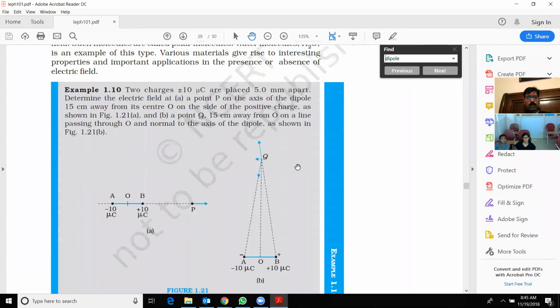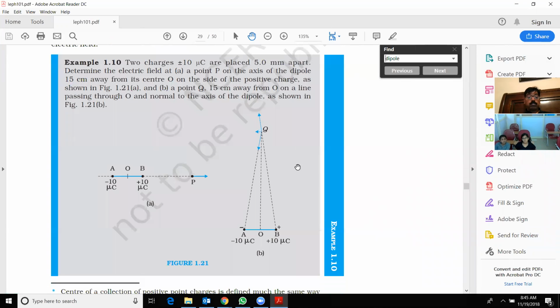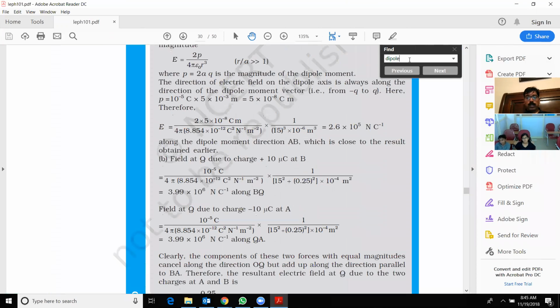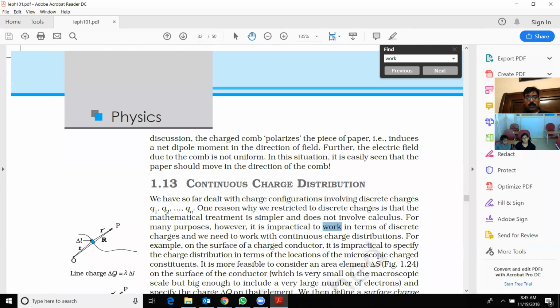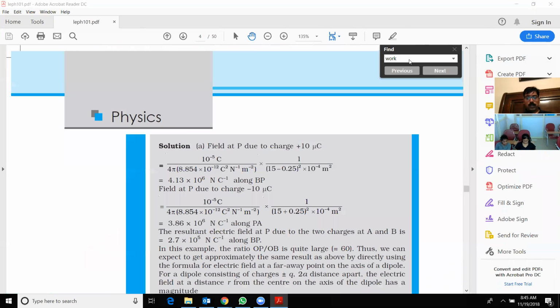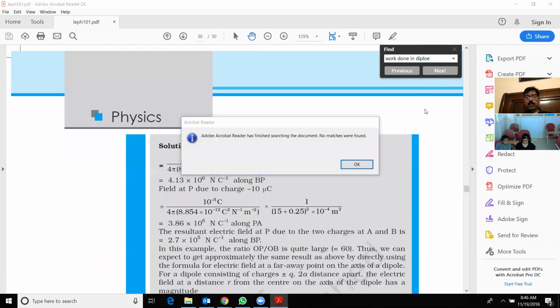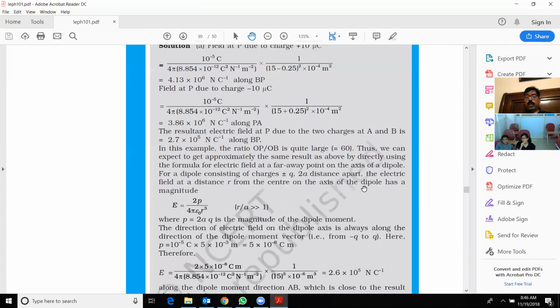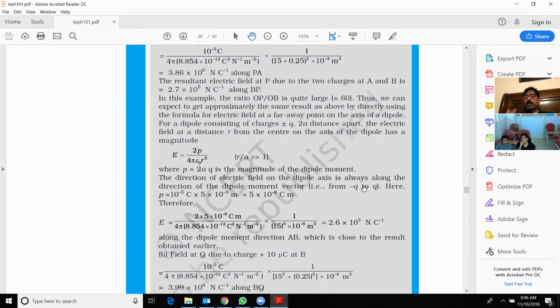Now, is it talking about work done anywhere? I mean, I'm just randomly searching. Okay. So let me now search for work. Work done in dipole. I will not find it here, right? So I will have to read the chapter and try to find out what is the relationship between dipole and work done, etc., etc. Right? This is where I will have to go back to the chapter and read related concepts. I may not have to read the entire chapter, but I need to know now everything about dipole, right?